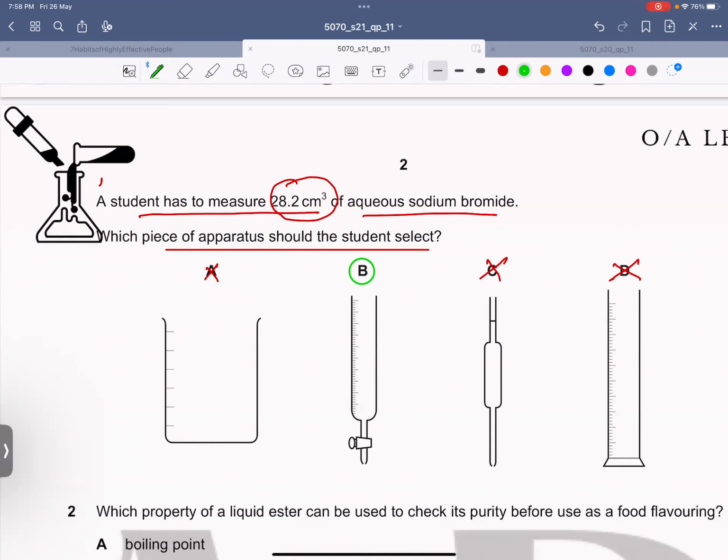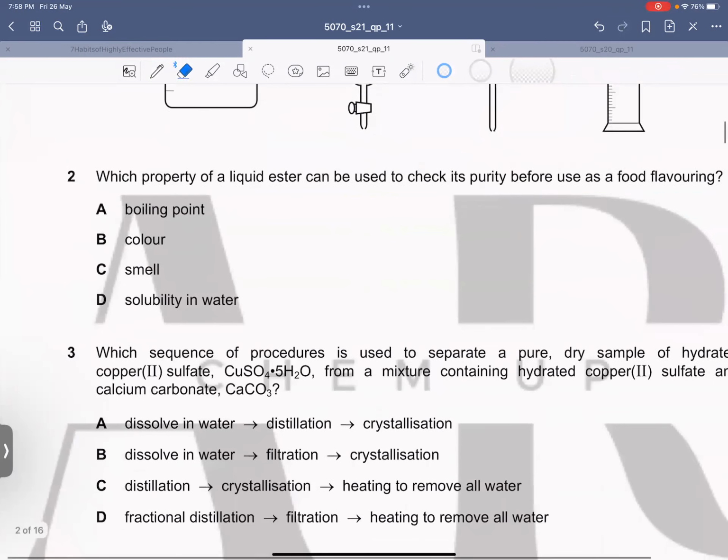Okay. Sir, why is D wrong? D is a measuring cylinder, and measuring cylinder is for approximate measuring. And as they have mentioned 28.2 centimeter cube, which shows that we need the volume accurate till 1 decimal place, right? So for that accuracy purpose, we always use burette or pipette, but in pipette there is only one mark, so it can just measure 25 centimeter cube only. Okay. Now question number 2.